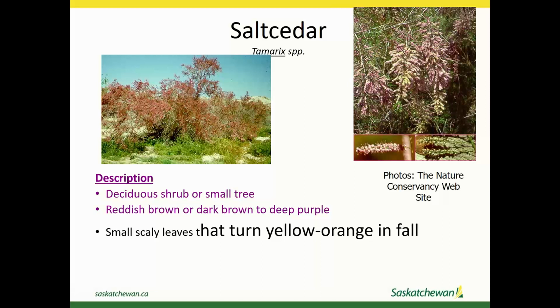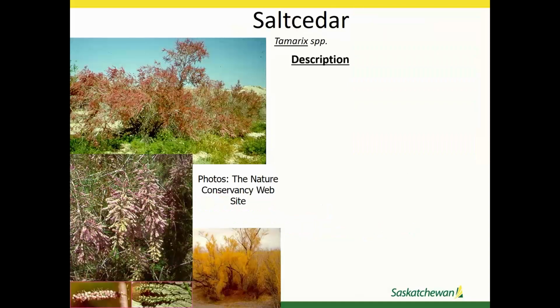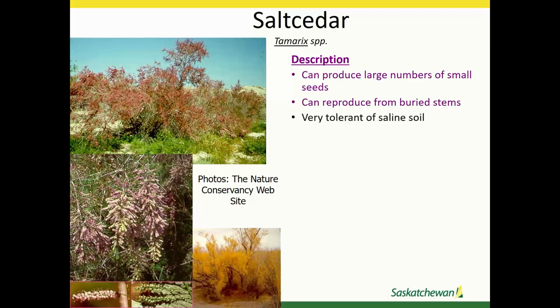It's not a true cedar, but those small scaly leaves make it look like a cedar. It has white to pink flowers that are borne in these large clusters, and they have 4 to 5 petals. They range anywhere from white to pink. It produces large numbers of small seeds, and it can also reproduce from buried stems. So if you see shoots coming up, you can get a handle on the identification that way as well.